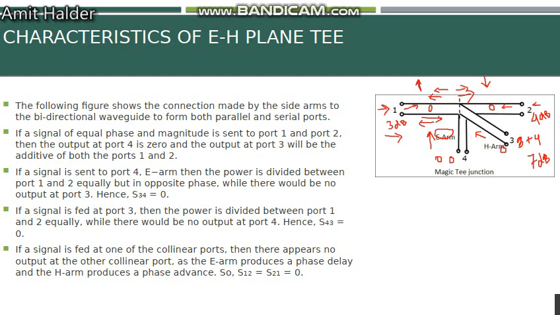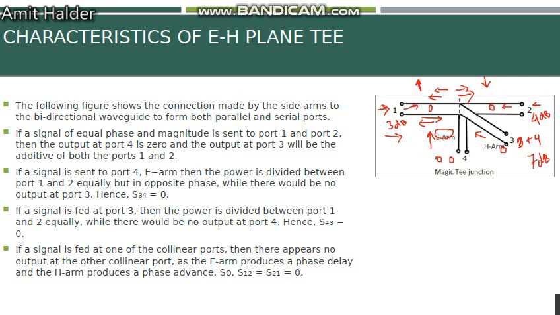If a signal of equal phase and magnitude is sent to port 1 and port 2, then the output at port 4 is 0, and the output at port 3 will be the additive of both ports 1 and 2.